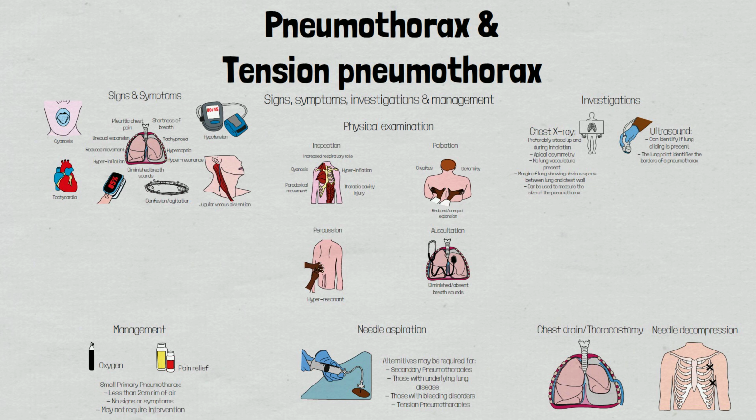Investigations may include a chest X-ray, CT scan, or ultrasound. A simple pneumothorax may resolve on its own. Other interventions include needle decompression, aspiration, and a chest drain.